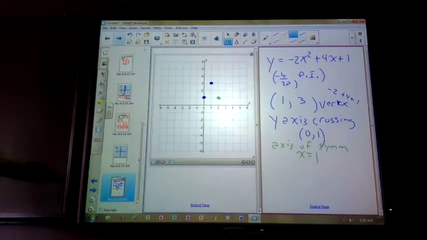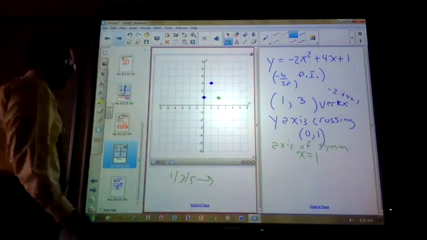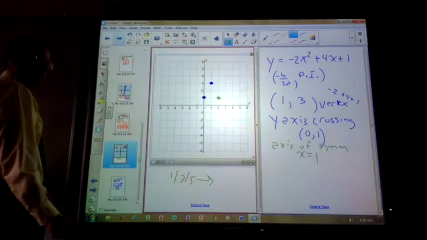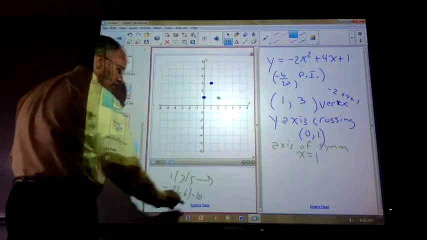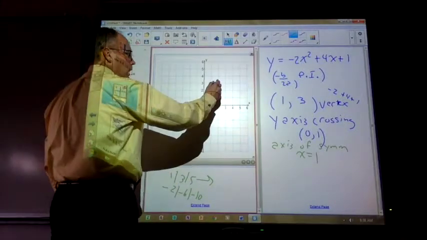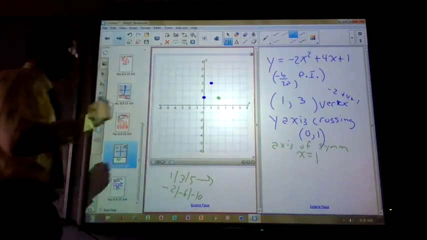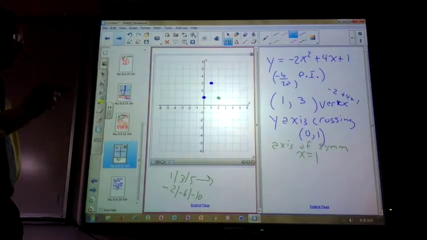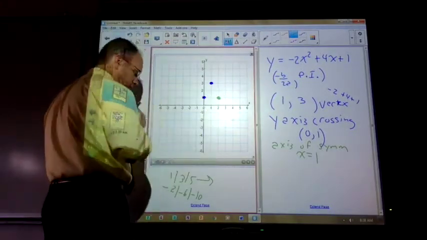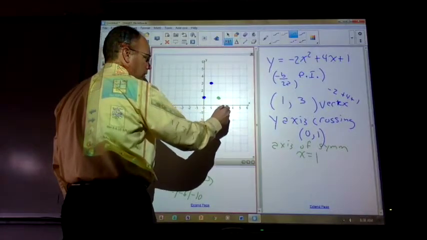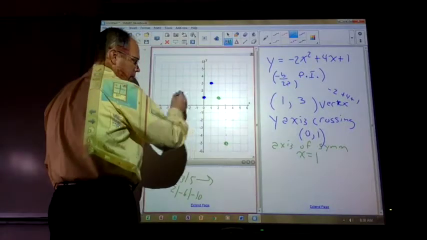My graphing pattern is not 1, 3, and 5. It's going to be what? Close. -2, -6, -10. Okay? So from here, I'm going to go right 1, down 2. Oh, I'm already there. Left 1, down 2. I'm already there. Cool. So then I can do right 1 and down 6. Right 1, down 6. And left 1, down 6.